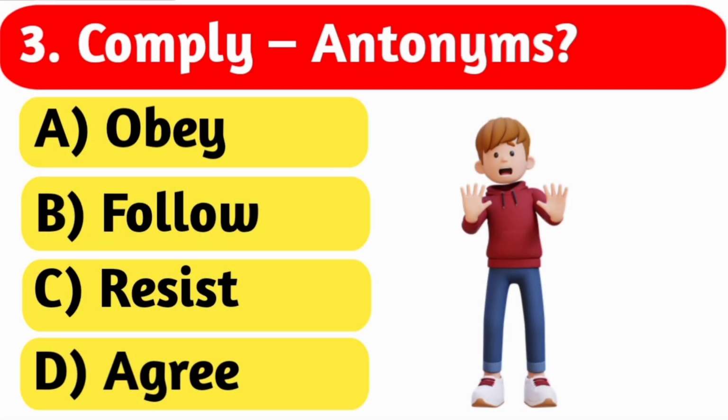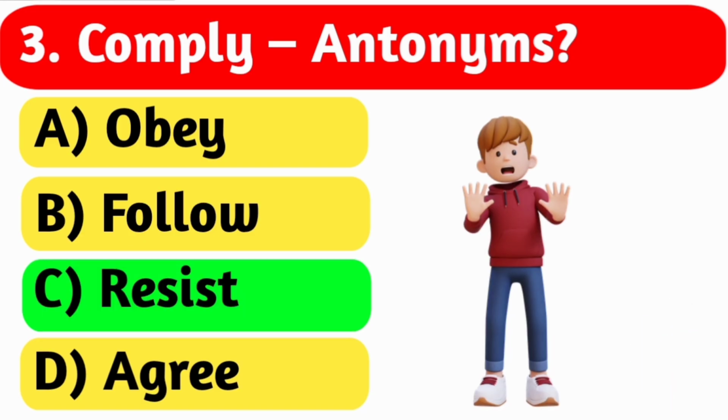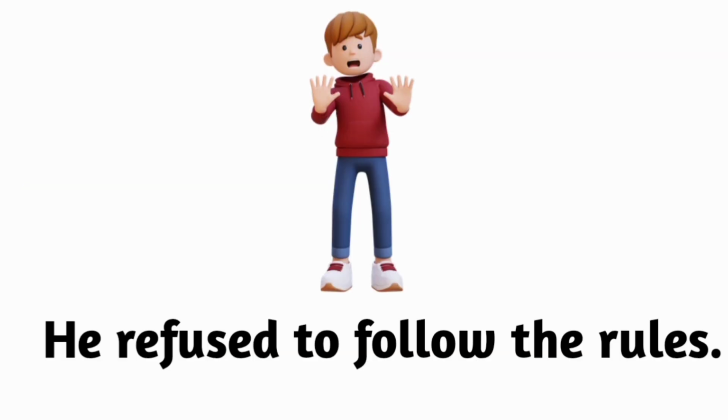Your third question is complete antonyms. Your options are A. Obey, B. Follow, C. Resist, D. Agree. Your correct answer is option C. Resist. He refused to follow the rules.